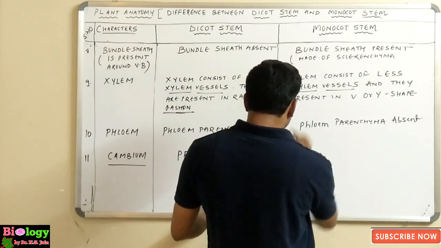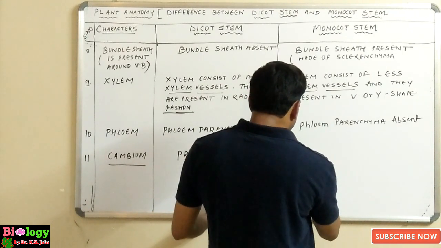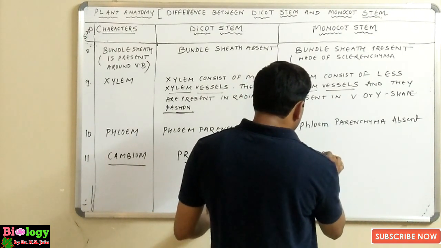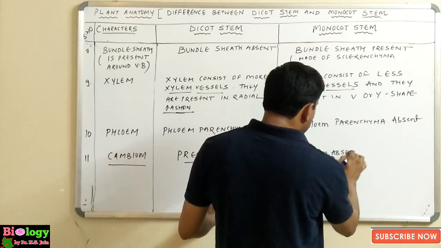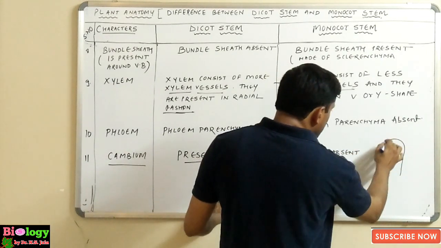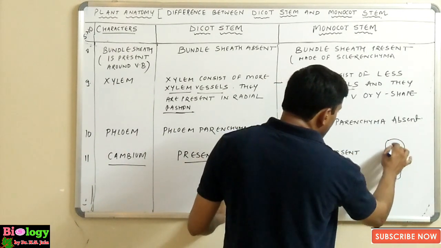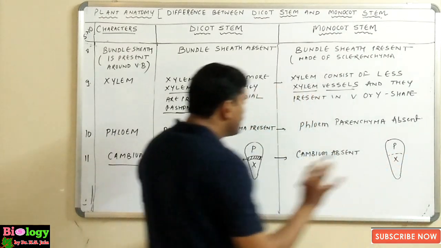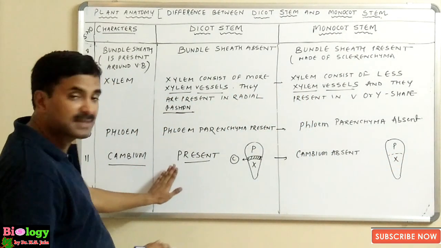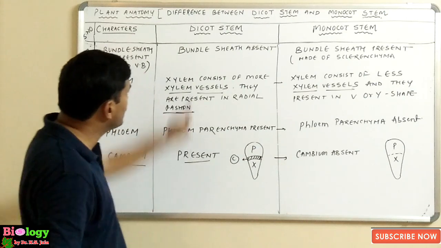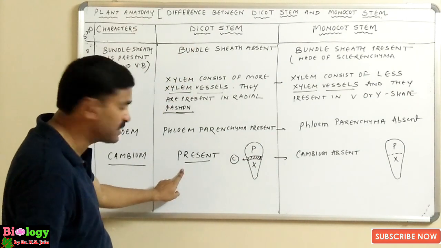While here in the case of the monocot stem, cambium is absent. Altogether it is absent. Means say if this is the vascular bundle, then in between the phloem and the xylem cambium is not there. So cambium is absent there, and in the case of the dicot stem cambium is present.